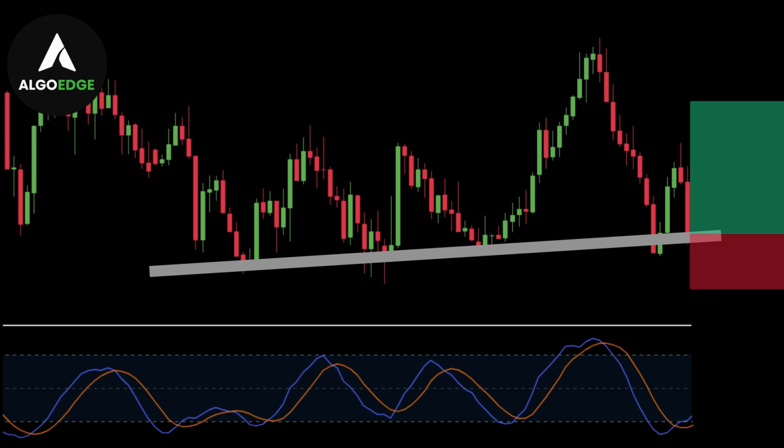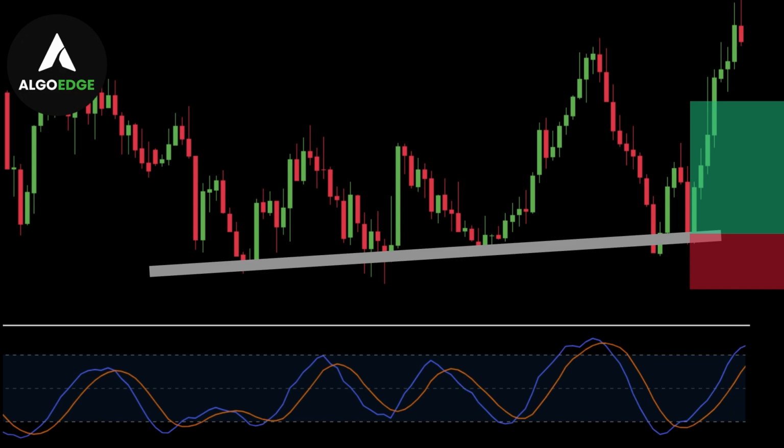For risk management, we place our stop loss slightly below the most recent swing low. For the take profit level, we use a risk to reward ratio of 1 to 2. In other words, for every dollar we risk, we're aiming to make $2 in return. As you can see, price bounced from the trendline zone and eventually reached our target.